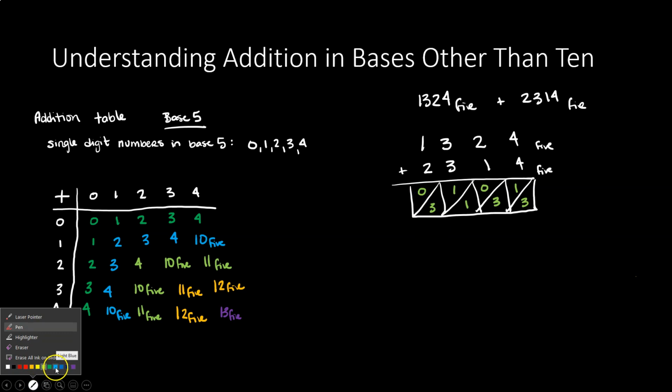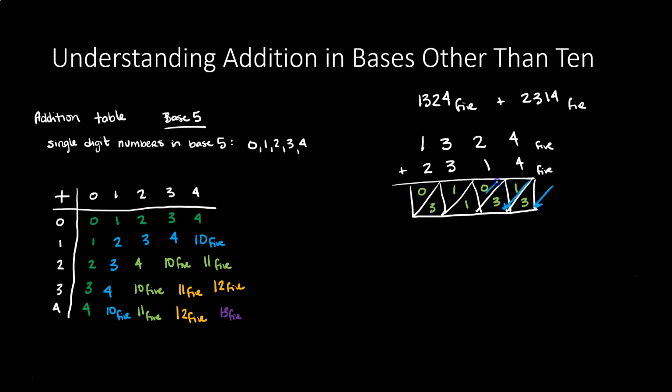The lattice has been filled in completely, so now we can add down the diagonals. We get 3 in the units place, 4 in the groups of 5, 1 in the 5 groups of 5, and then 4 in the 5 groups of 5 groups of 5. So our final answer would look like 4, 1, 4, 3, base 5.